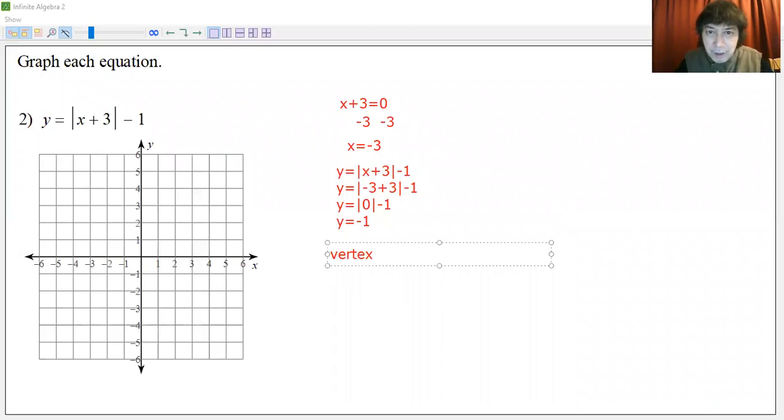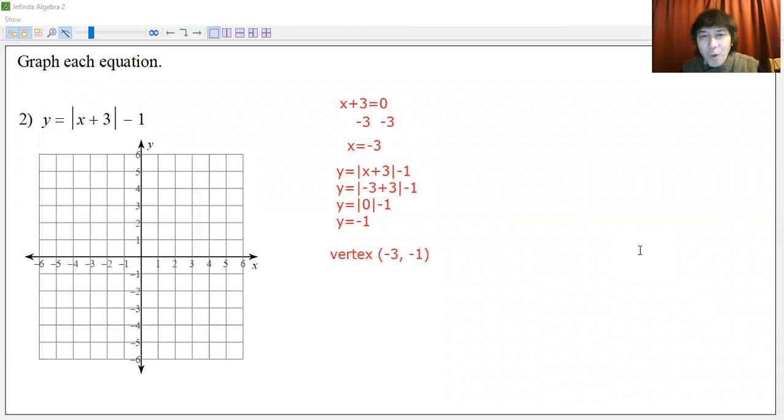Our vertex is at (-3, -1), so our x is -3. All we need to do is get some value of x to the right and to the left of -3. We can choose any value within our graph. Do not choose 100, of course, because our graph is limited to 6 by 6.